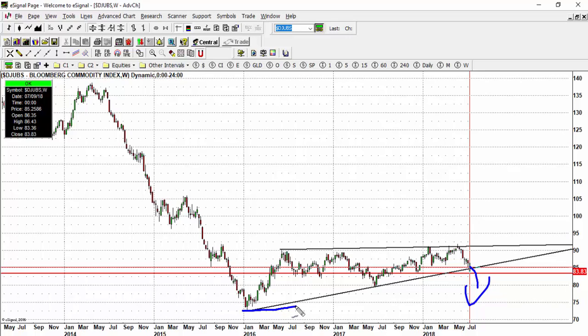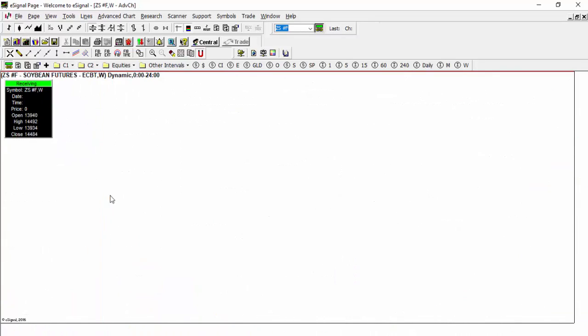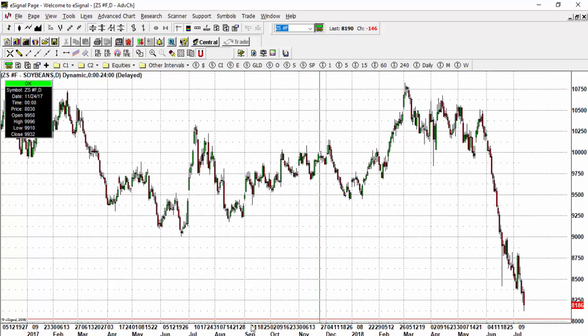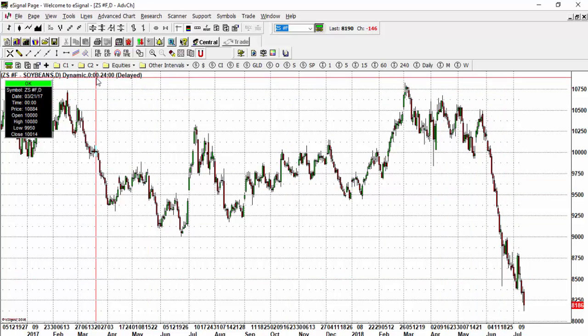And the commodity index started to perform poorly once we started to get those tariffs announced, and ever since then we had a lot of the complex collapsing, especially soybeans. If we take a look at the soybean market, we see that soybeans has really taken a tumble. This is a daily chart of soybeans. As you can see, the market has really fallen off a cliff ever since May, where we see a waterfall decline in soybeans.